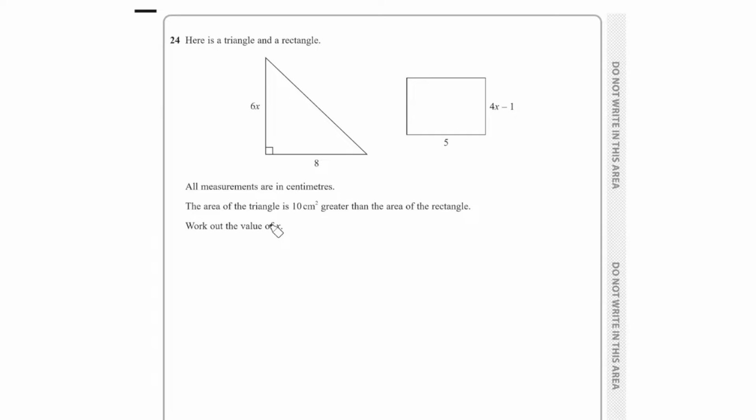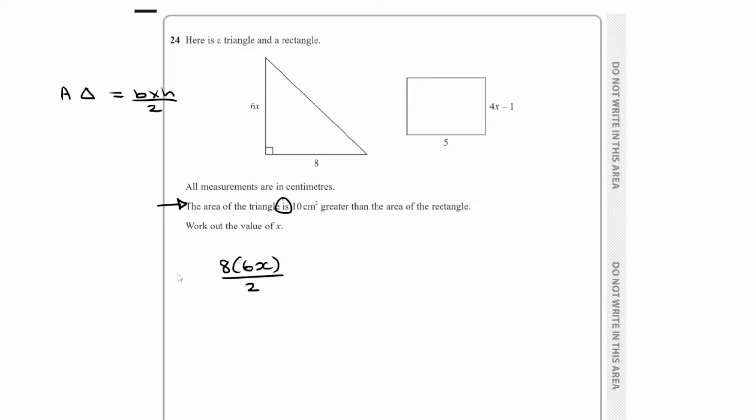So you're thinking, well, where do I get the equation from? Because you can't see one here. This sentence, I need to translate it, obviously from words, into algebra. So they said the area of the triangle. So how do you work out the area of a triangle? Area of a triangle, base times height over 2, or some version of that. So here, do you see how the base is 8 times the height, 6x, over 2. Okay, that's the area of the triangle.